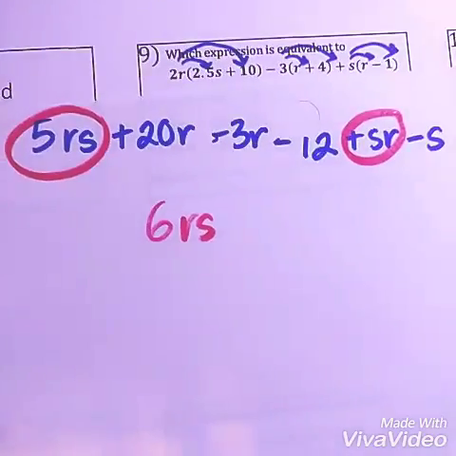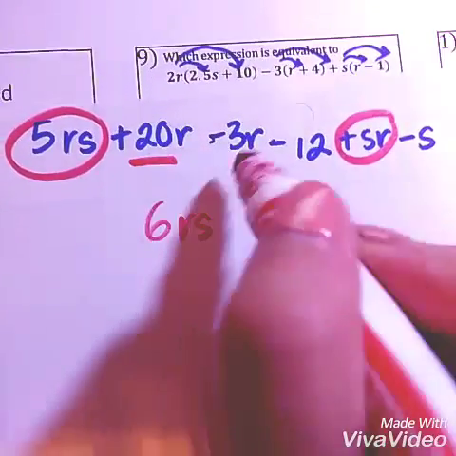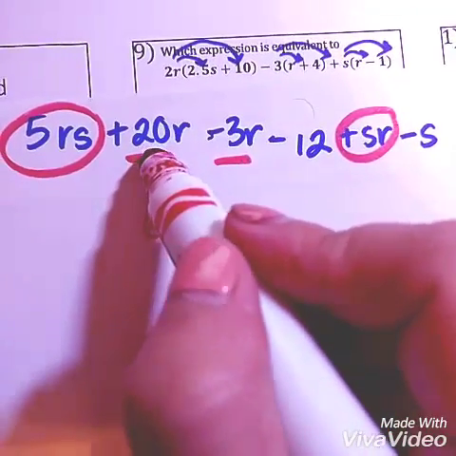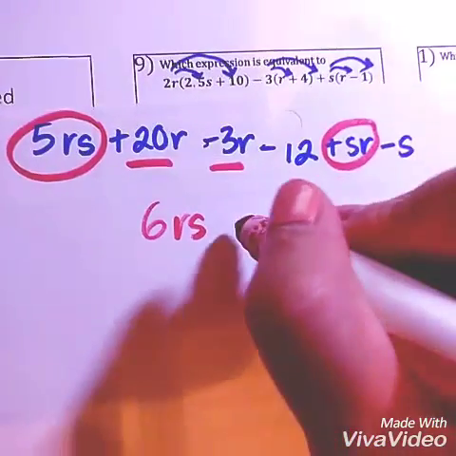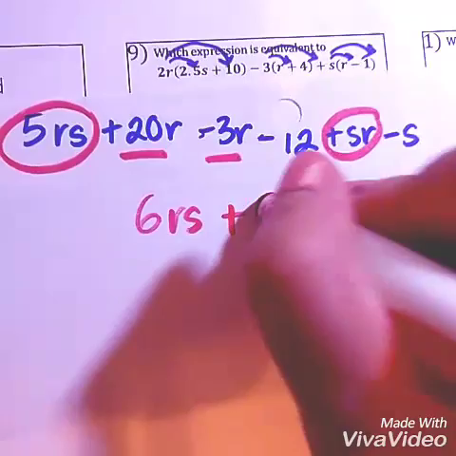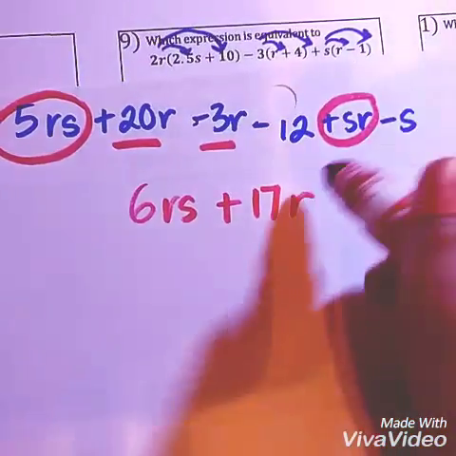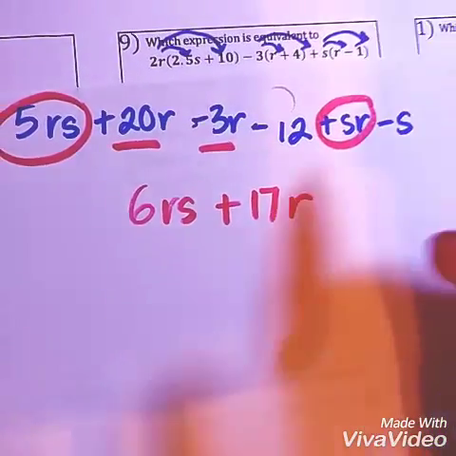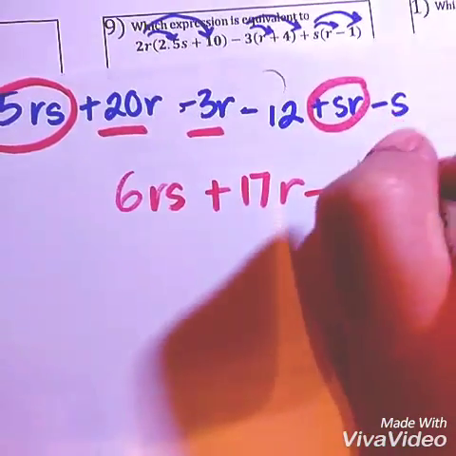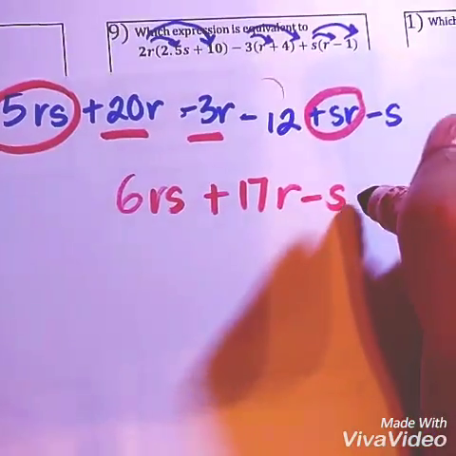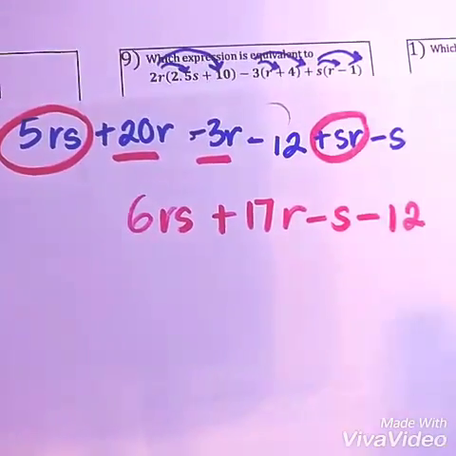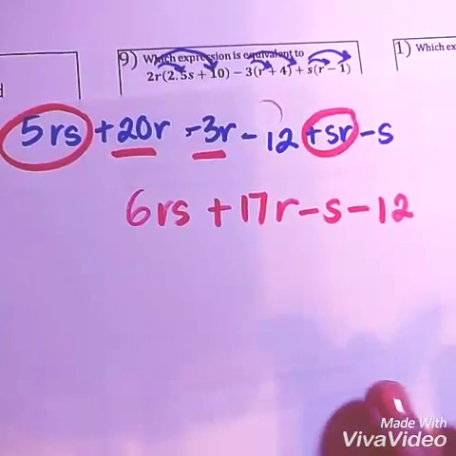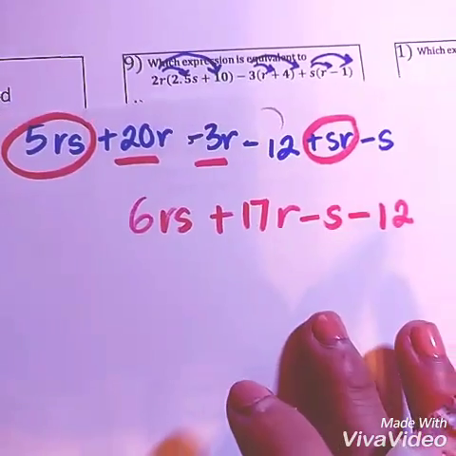Okay. Second one, I'm going to combine the r terms together. Here I have plus 20r minus 3r, or subtract 3r. I have a total of plus 17r. And then here I have an s minus s. And last but not least, we're going to put out our constant, or our number. So my final answer is 6rs plus 7r minus s minus 12.